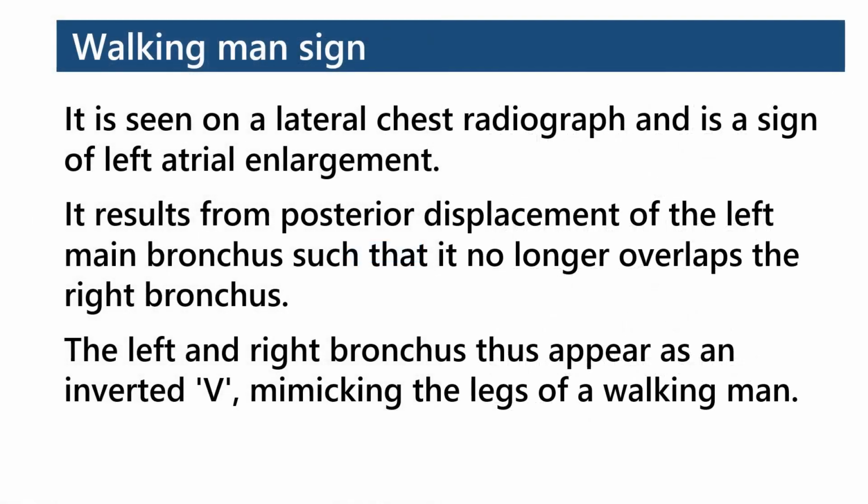The walking man sign is seen on a lateral chest radiograph and is a sign of left atrial enlargement. It results from posterior displacement of the left main bronchus such that it no longer overlaps the right bronchus. The left and right bronchus thus appear as an inverted V, mimicking the legs of a walking man.